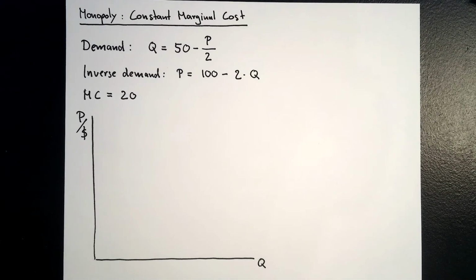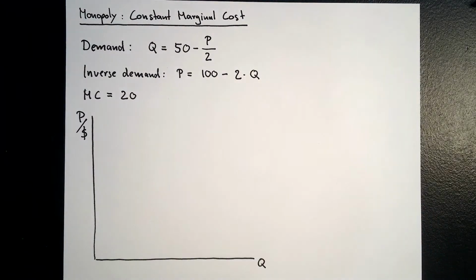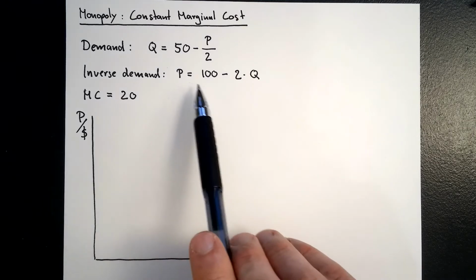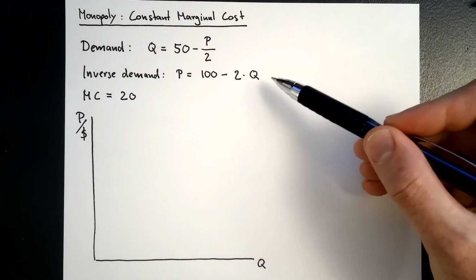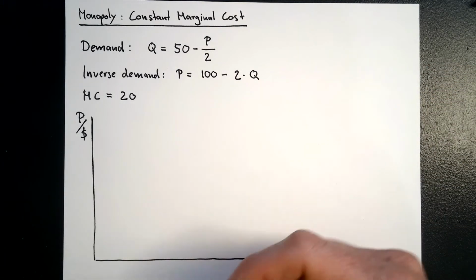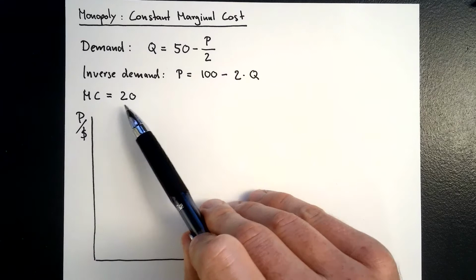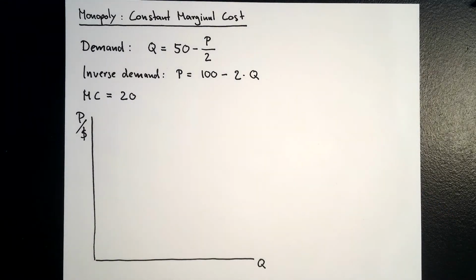Let us consider the case of monopoly output under constant marginal cost. In this example, we are going to have a demand function which is written as Q equals 50 minus P divided by 2, and the corresponding inverse demand function is P equals 100 minus 2Q. The inverse demand function is obtained by simply solving the demand function in terms of P. The marginal cost in this case is $20, and hence the marginal cost is constant.